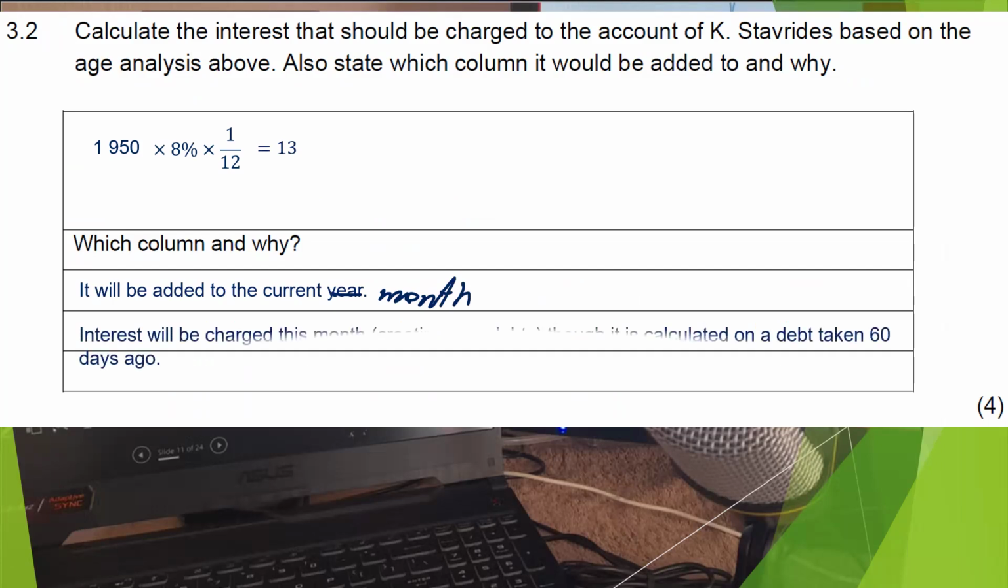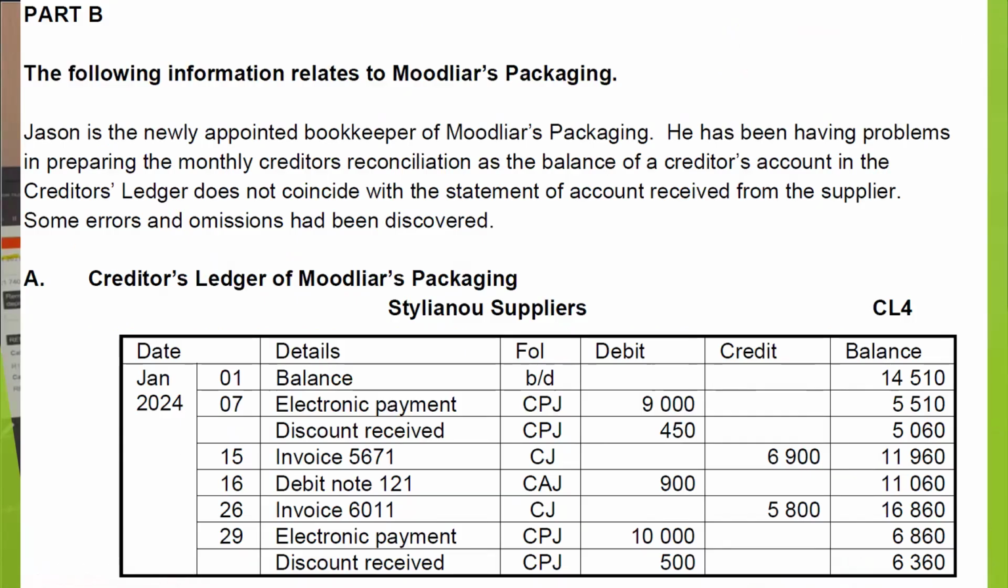And that is because it's a new debt, and because it's a new debt, it will be allocated to the month that it was created, which is January. Hope that was good. Let's go to part B. In part B, we have information relating to Modlia's packaging.